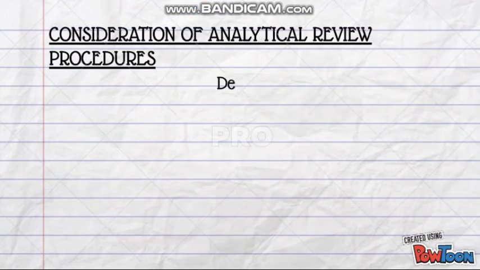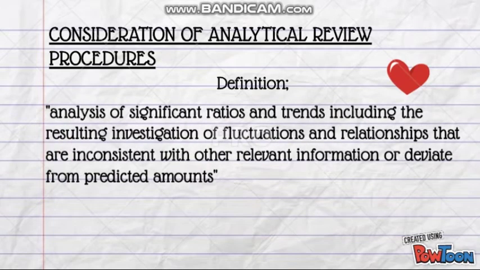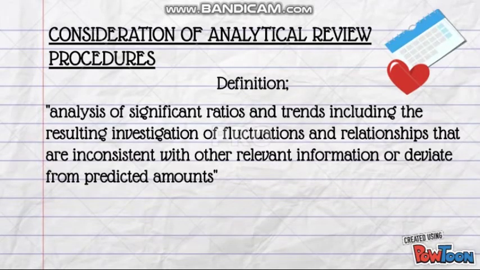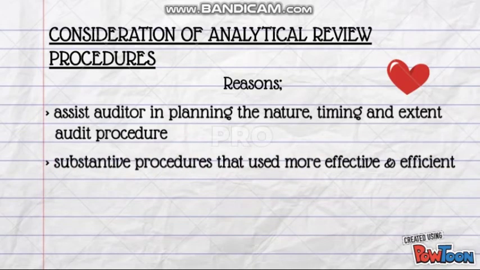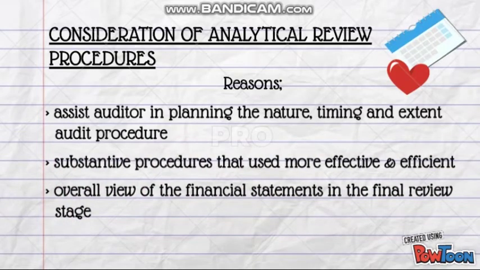Consideration of analytical review procedures. Definition: the analysis of significant ratios and trends, including the resulting investigation of fluctuations and relationships that are inconsistent with other relevant information or deviate from predicted amounts. Reason: to assist the auditor in planning the nature, timing and extent of audit procedures; as substantive procedures when their use can be more effective or more efficient than tests of detail in reducing detection risk; and as an overall view of the financial statements in the final review stage or to enhance the understanding of the entity's business.